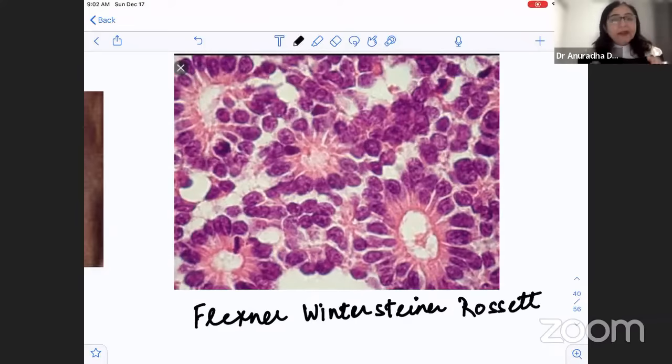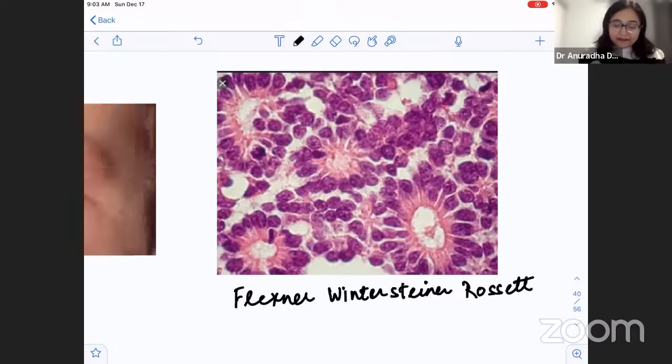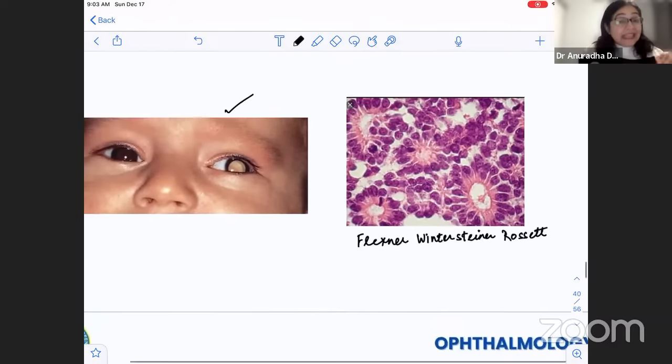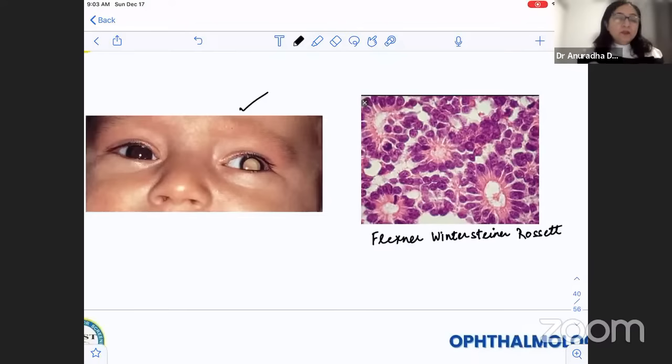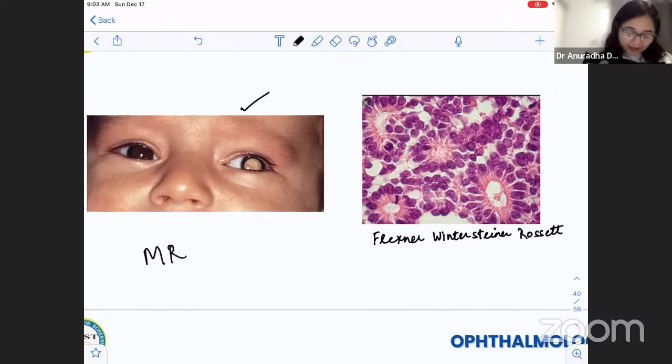The treatment, if it is a small tumor, from group A to D, then your treatment is focal therapy plus or minus chemotherapy. If it is a large tumor, which is group E, that is more than 50% of the globe is involved, then you do enucleation. Okay. The investigation of choice is MRI. That is the best. You can also do CT, but MRI is the investigation of choice.